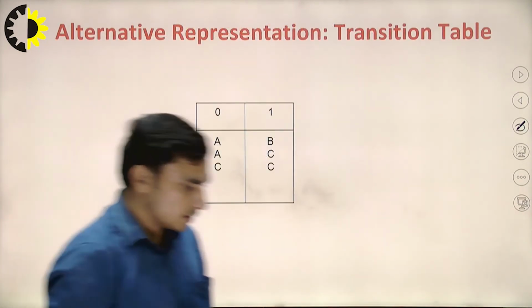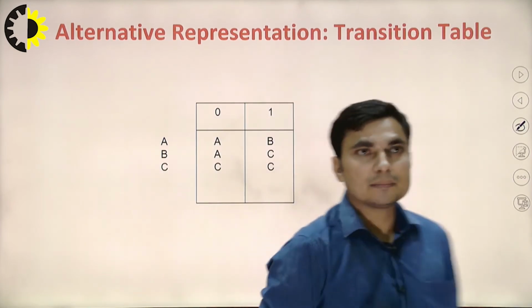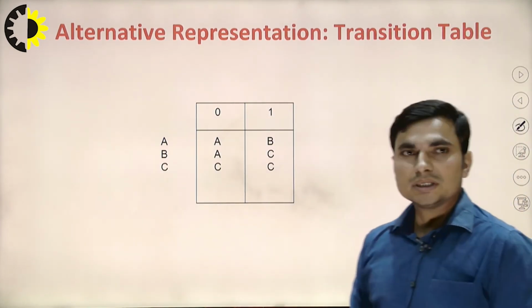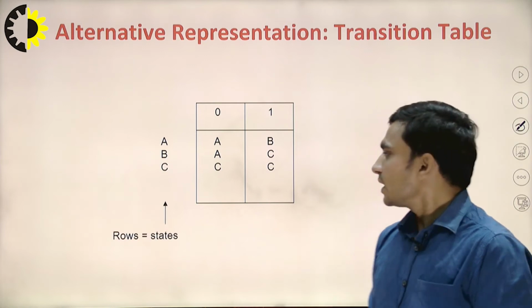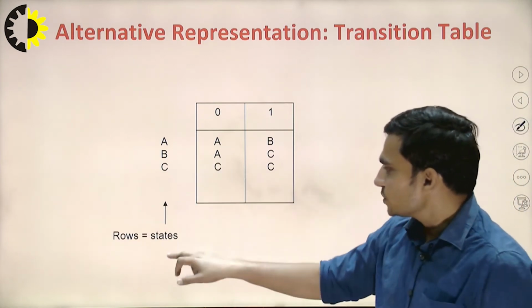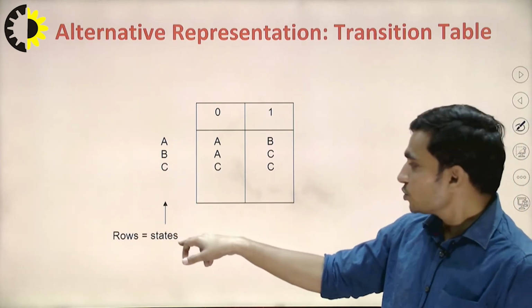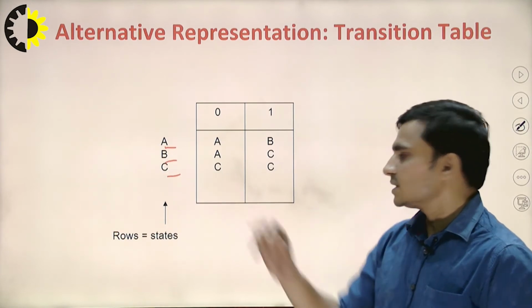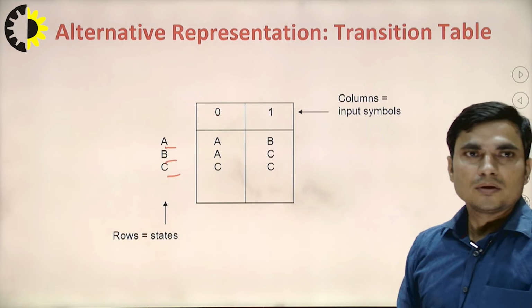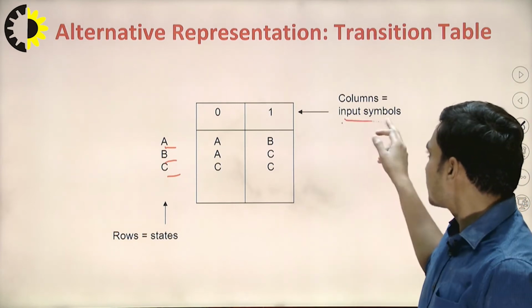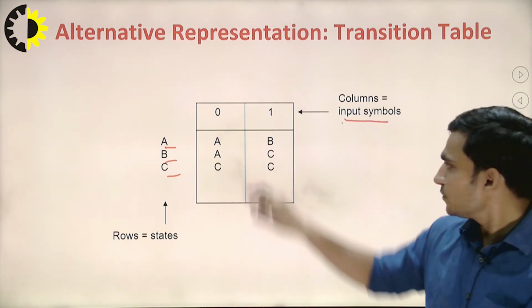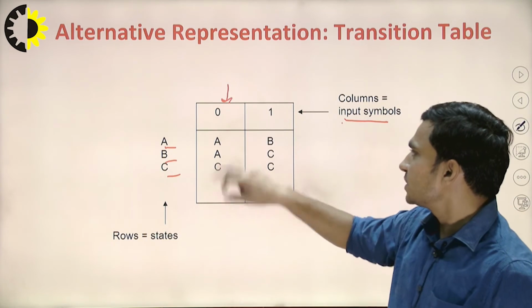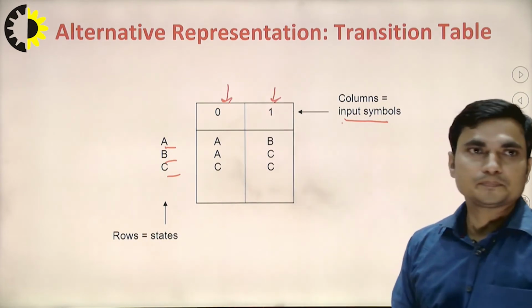Now there is another representation, that is table representation. So in this table representation, what we are having? We are having rows, and those rows are representing the states. So this A is a state, this B is a state, and this C is a state. Then we are having columns. The columns are representing the input symbols. So the first column is for 0 and this is for 1.